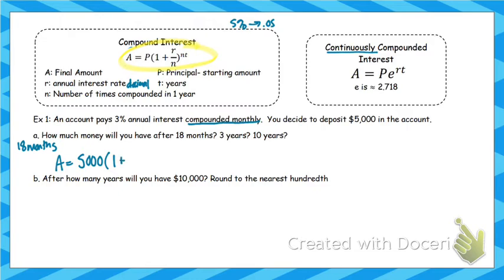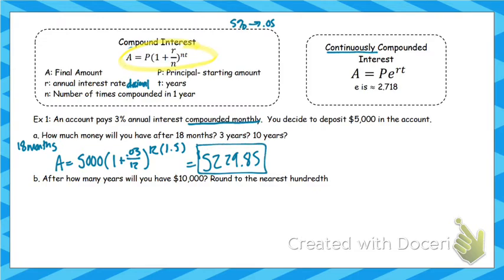1 plus the rate, and we write the rate as a decimal. So 3% is 0.03. Divided by the number of times it's compounded. If it's monthly, that's 12 times a year. That same N is in the top, and T is time. So if it's 18 months, we have to write that as years. 18 months is 1.5 years. At this point, you can just plug all of this straight into the calculator, just the way that it's listed, and you will get an answer of $5,229.85.